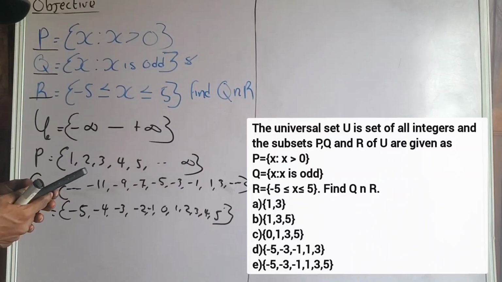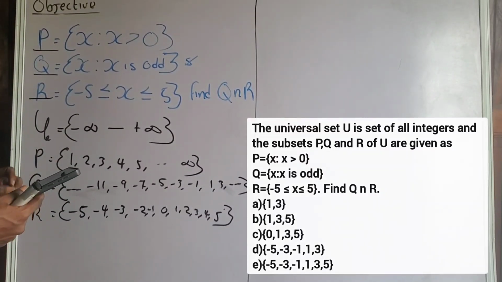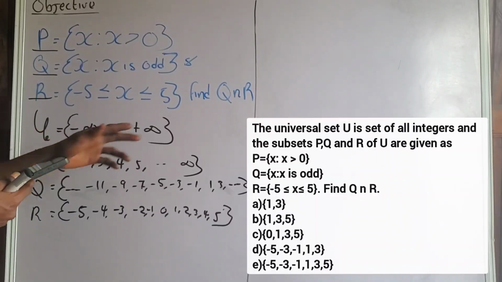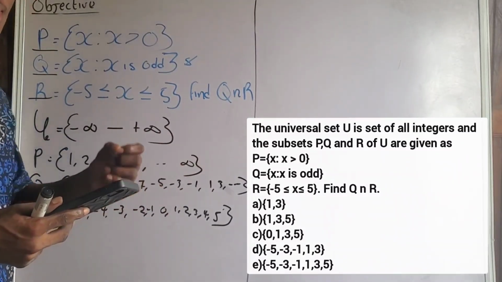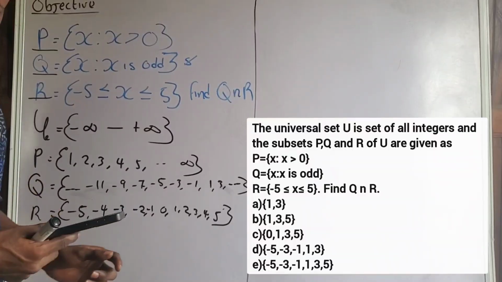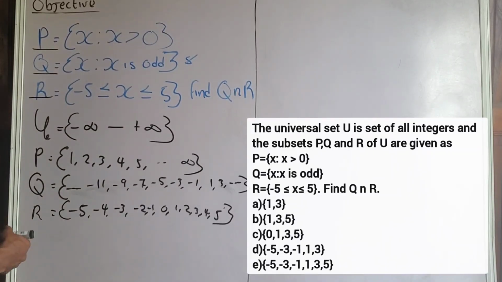Okay. Now, having interpreted what you have here, you can proceed to solve the question. You are looking for Q intersection R. The meaning of intersection here simply means the elements that can be found in both Q and R. You are told to write them out. Write out the elements that can be found in set Q and set R. That is what you are looking for.